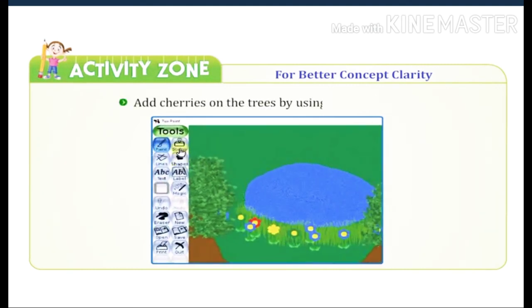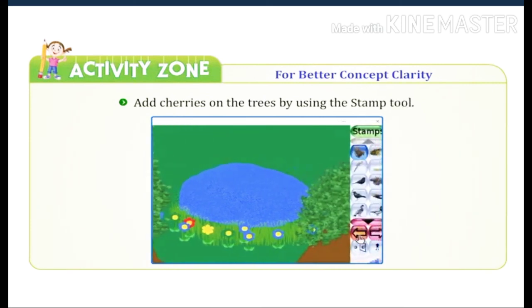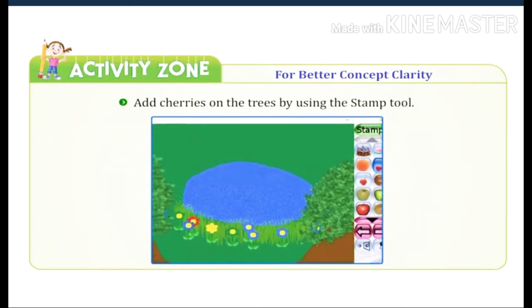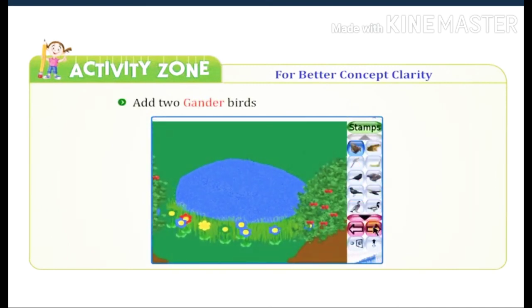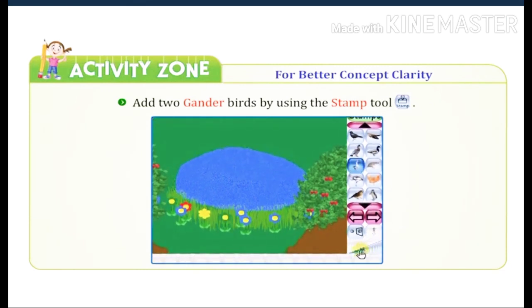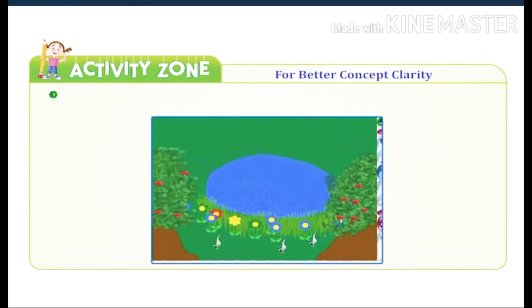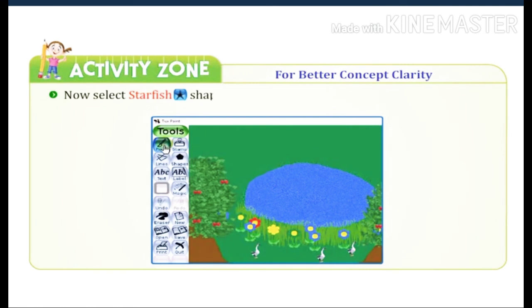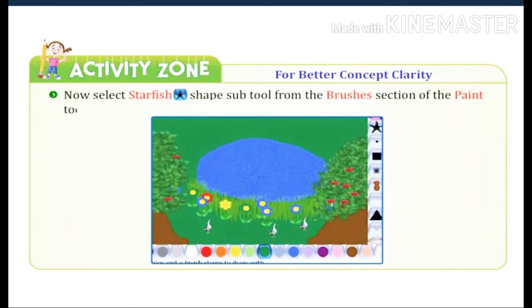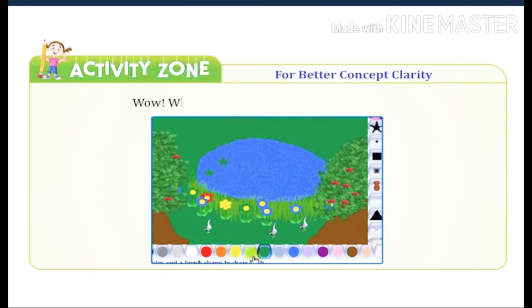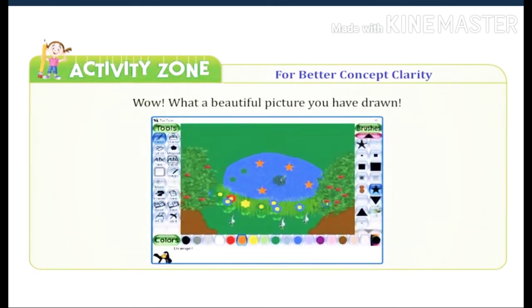Add cherries on the trees by using the stamps tool. Add two gander birds by using the stamp tool. Now select the starfish shape tool from the brushes section of the paint tool. Wow! What a beautiful picture you have drawn.